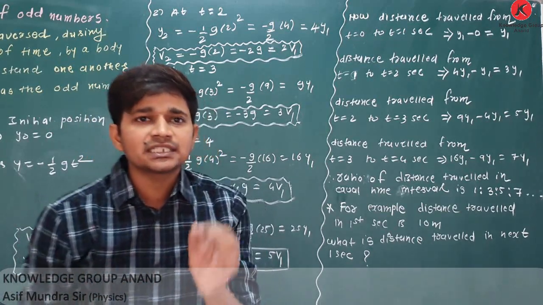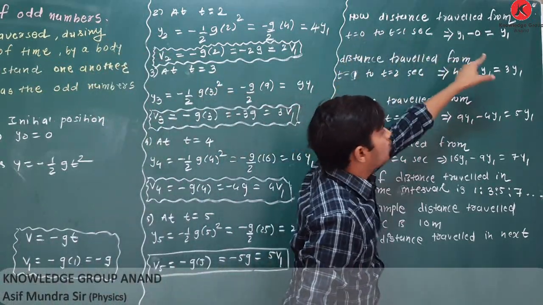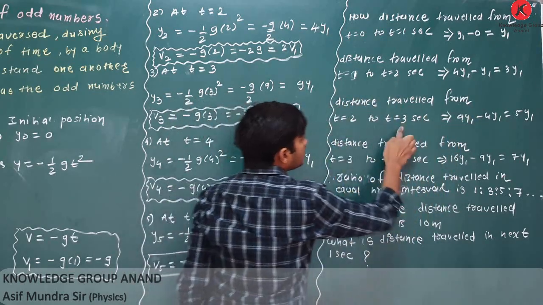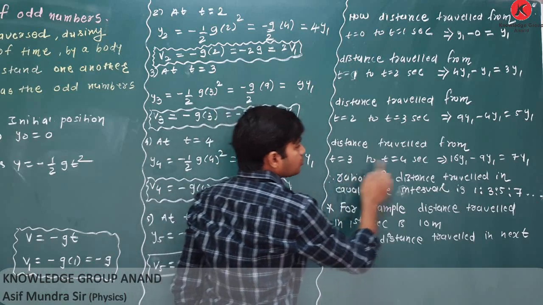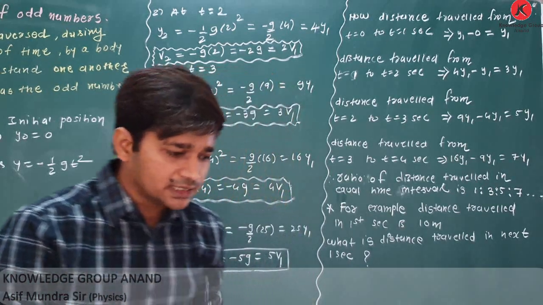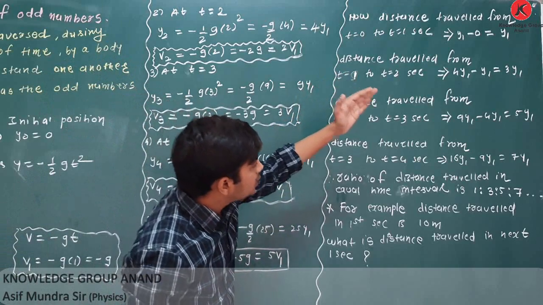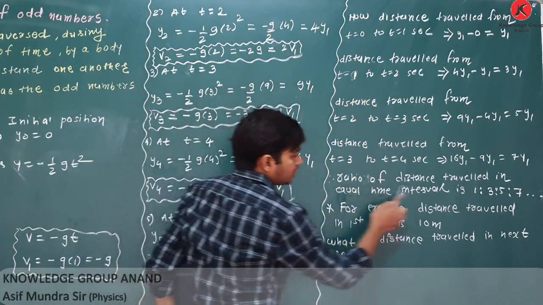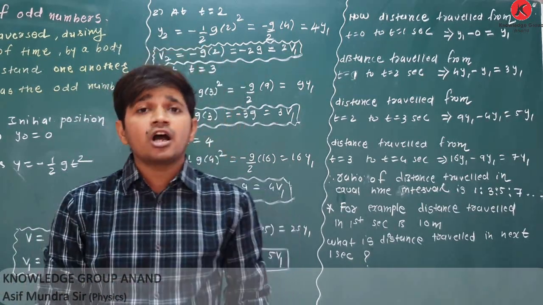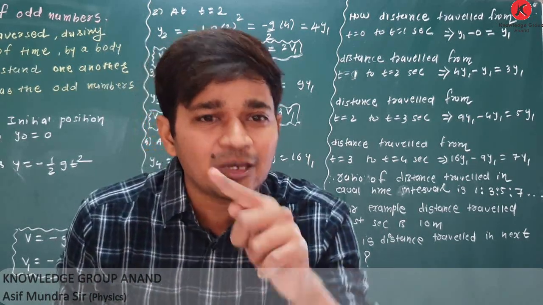If I am taking successive time intervals, 0 to 1 second, the distance traveled is y1, 1 to 2 seconds, 3y1, 2 to 3 seconds, 5y1, 3 to 4 seconds, 7y1. Clear? So if you take successive 1 second, 1 second, 1 second, 1 second, what is the ratio of distance traveled? y1, 3y1, 5y1, 7y1. And if you take the ratio, it is 1 is to 3 is to 5 is to 7. Clear? So it is about distance. See, and that's why the y versus t graph is not a straight line, but it is a curve.